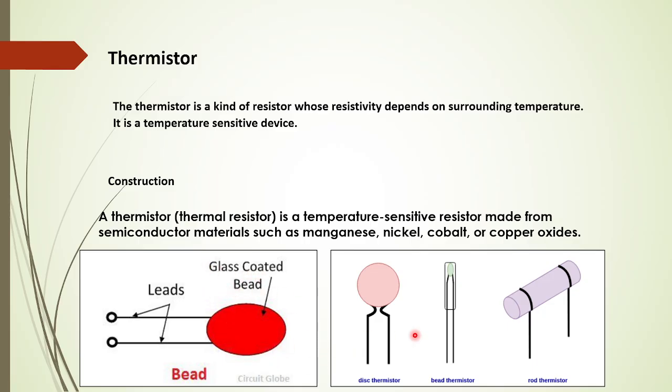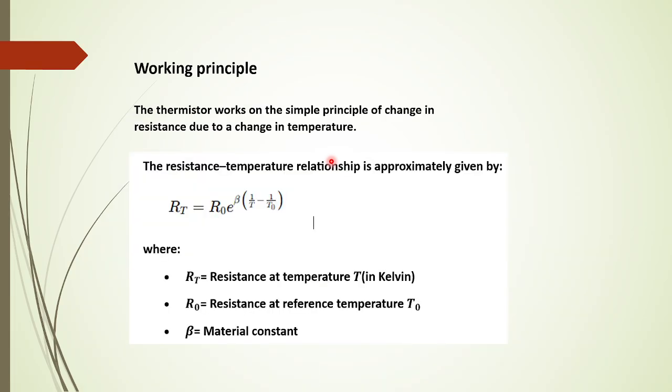So these are the different shapes of thermistor. This is about the construction of thermistor. Next we go for the working principle. In that working principle, it is a simple principle that the measurement of temperature will change the resistance. So the resistance changes due to the changes in temperature.